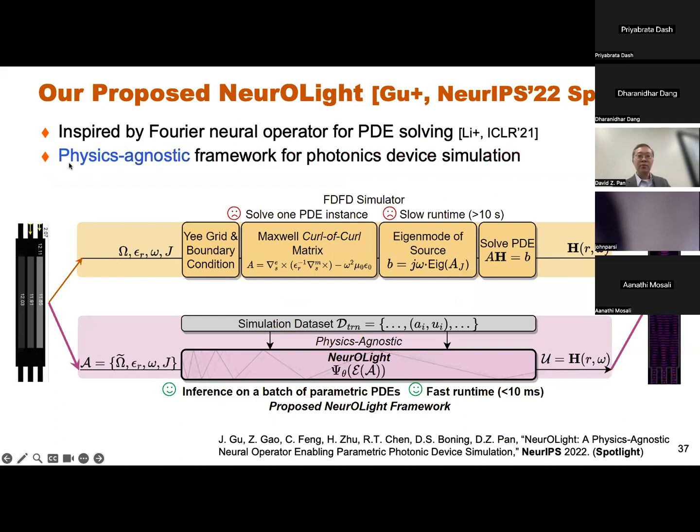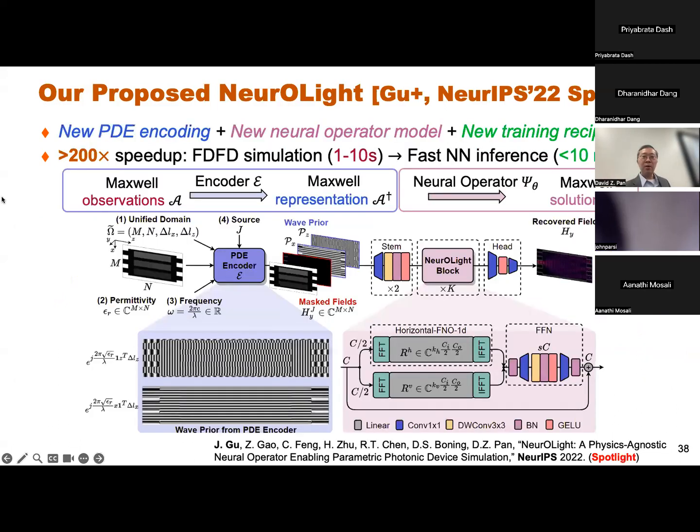So we developed a physics-agnostic framework for photonic device simulations. I won't go into details, but usually to solve this you have to do the gridding and make sure it's stable, and it's slow. So our idea is to do inference and solve parametric PDEs, and our neural approach is faster. We have a new way to encode the PDEs, develop new neural operator models, plus some training recipes.